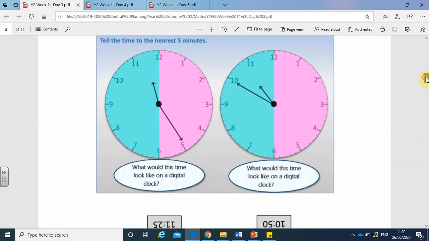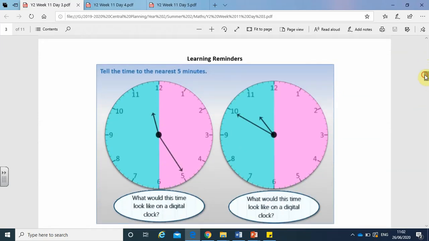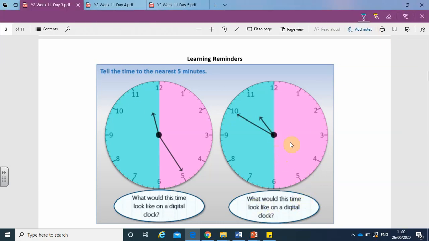Some learning reminders here. What time is that showing? Well, the hour hand has gone past 11, so it's 11, 5, 10, 15, 20, 25. 11:25. What time would this look like on a digital clock? So I can write this one here, I think. 11:25 for that one.